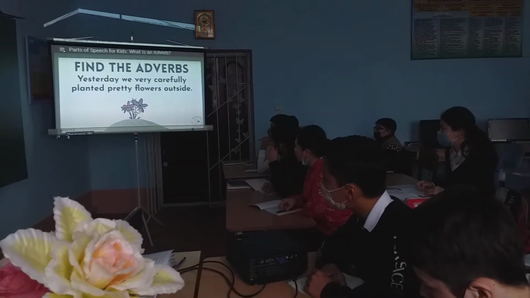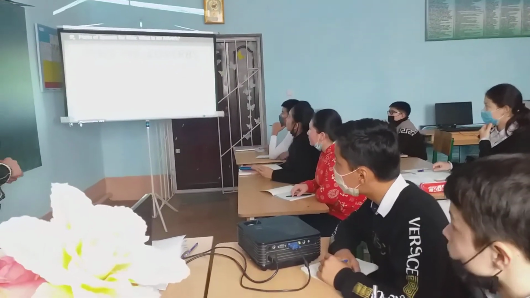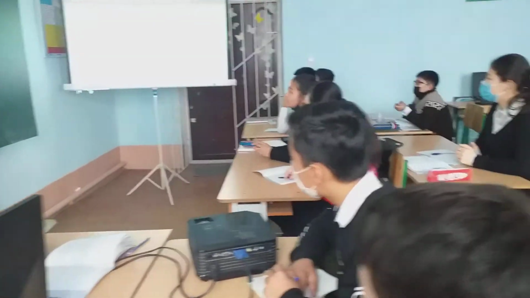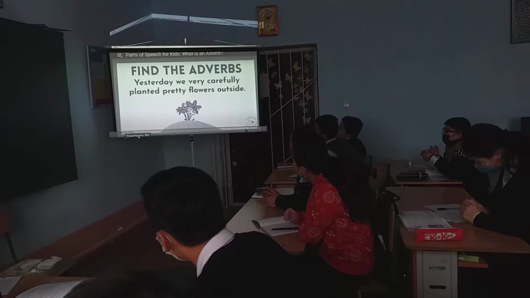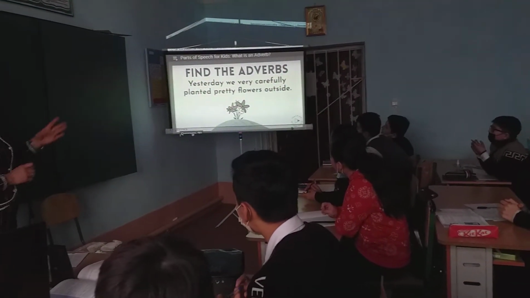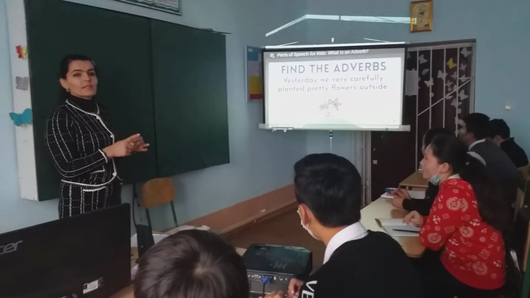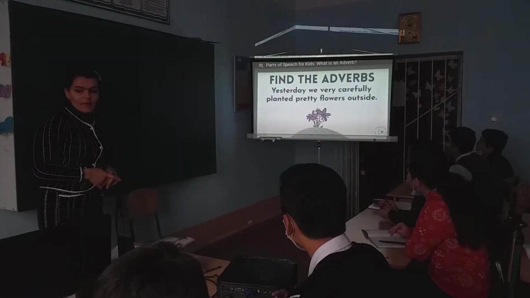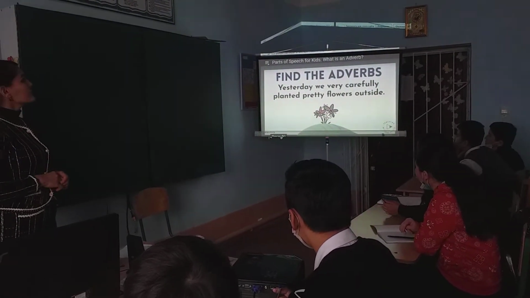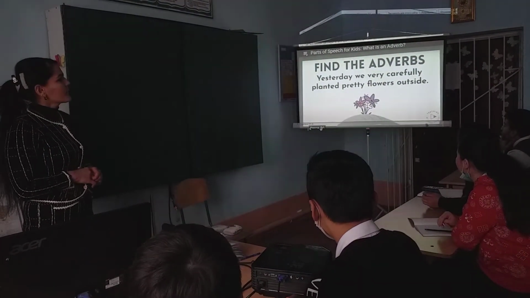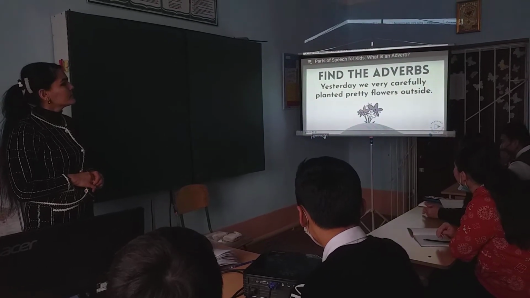So, where is the adverb in this sentence? Which one? Very. Very, and what about pretty? No, it's not. Outside. Yes, very carefully, and outside. Yes, now we'll continue. Here's a hint. There are 4 adverbs in this sentence. Pause here to think, or keep watching to hear the answer.